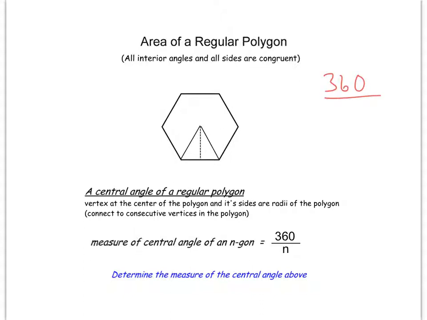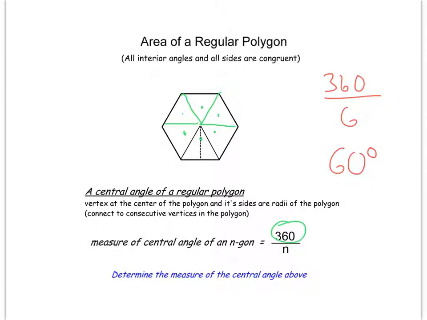Divided by 6, because I have 6 sides, so my n is 6. 360 divided by 6, the measure of each of those angles is 60. And I know that I'm going to have 6 because if you look at my polygon, if I chop it up and draw all my radii, you can see now I'm going to have 1, 2, 3, 4, 5, 6. I have 6 central angles that go around the whole circle, which of course is 360.